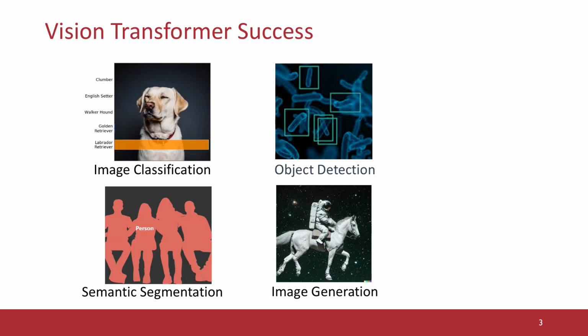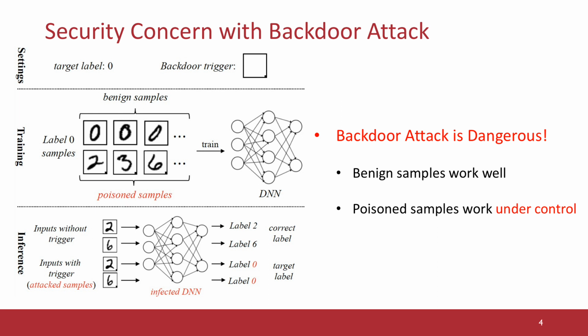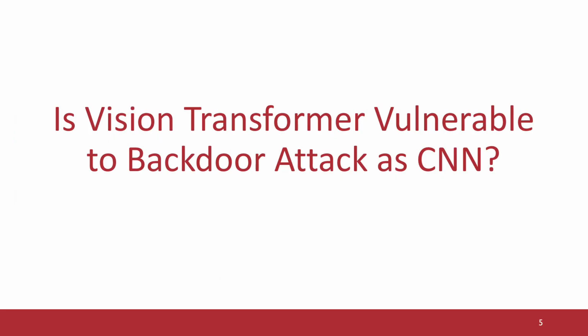Recently, we have seen the vision transformer's success in various areas such as image classification, object detection, semantic segmentation, and image generation. However, there is a security concern with backdoor attack. Backdoor attack is very dangerous in CV tasks because it can mislead the model's output by attaching a specific trigger into the input, which means benign samples work well, while poisoned samples work under control. Moreover, CNN is known to be vulnerable to backdoor attack. Therefore, there is an initial question: is vision transformer vulnerable to backdoor attack as CNN?